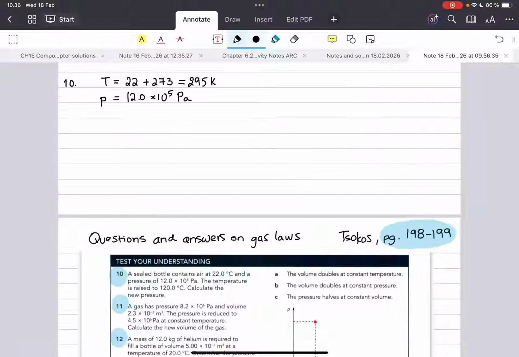Now, the temperature is raised. So from a temperature 1 and a pressure 1, you get to a new temperature 2. And it's raised to 120 degrees Celsius. So now you have 120 degrees plus 273. The new temperature is 393 Kelvin. And we're looking for the new pressure.